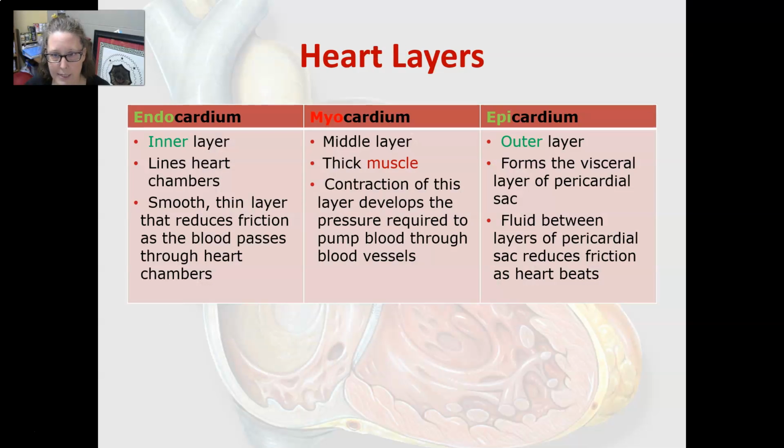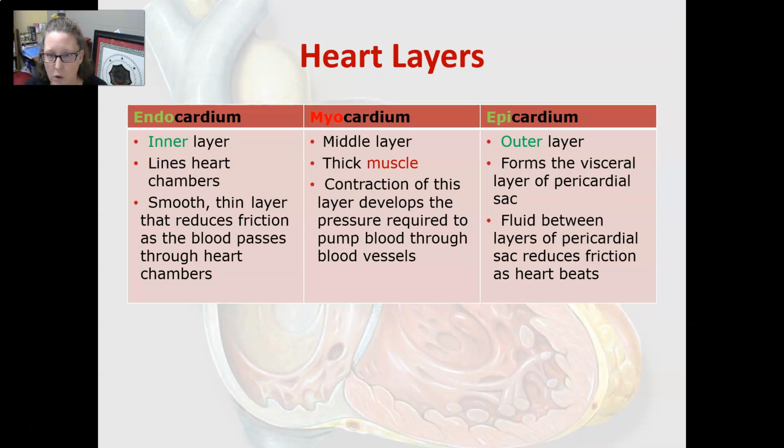So the heart has several layers. We're going to start with the inner one, what is known as the endocardium. It lines the heart chambers. It is a smooth, thin layer that reduces friction as the blood passes through the heart chambers. So this is the layer of the heart that is in contact with the blood that passes through. This inner layer is also continuous with the inner layer of the blood vessels, which is the endothelium.